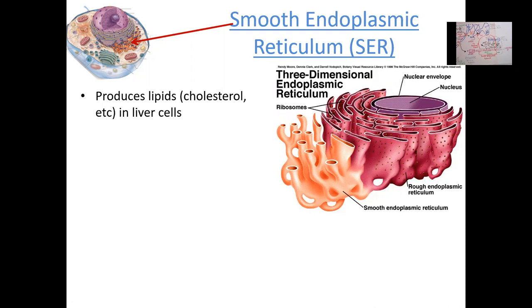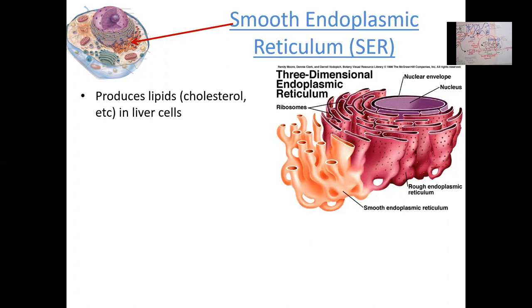Smooth endoplasmic reticulum. This organelle is also a series of interconnected saccules that are more or less continuous with the RER, which is continuous with the nuclear envelope. So it looks kind of similar, but it's not rough. The reason it's not rough is that it has nothing to do with protein synthesis. It does not have a bunch of these tiny, cute little ribosomes all over it. It is smooth looking on the outside.